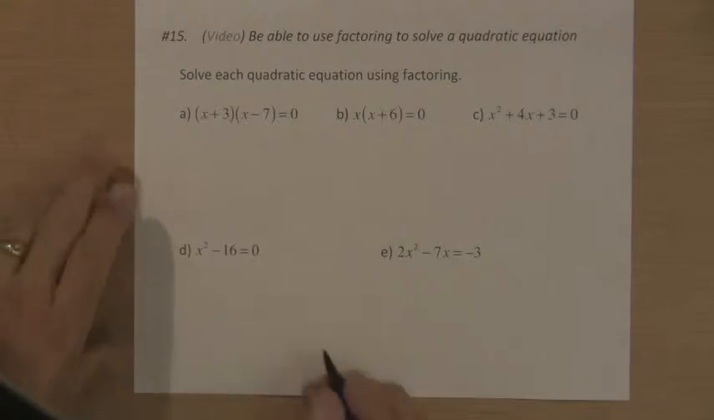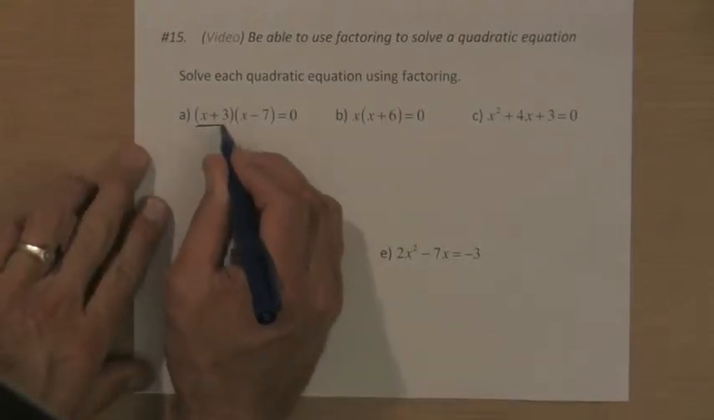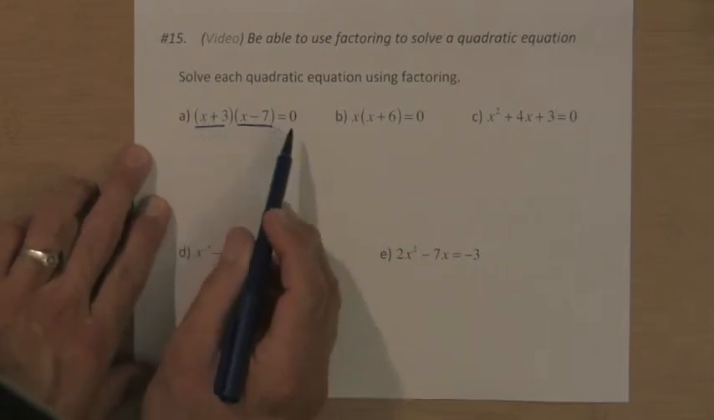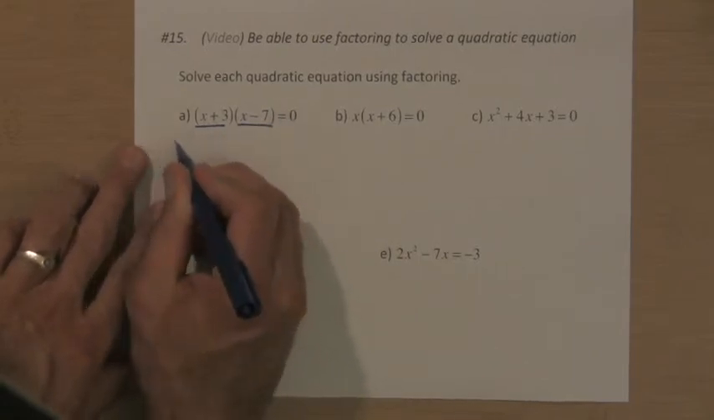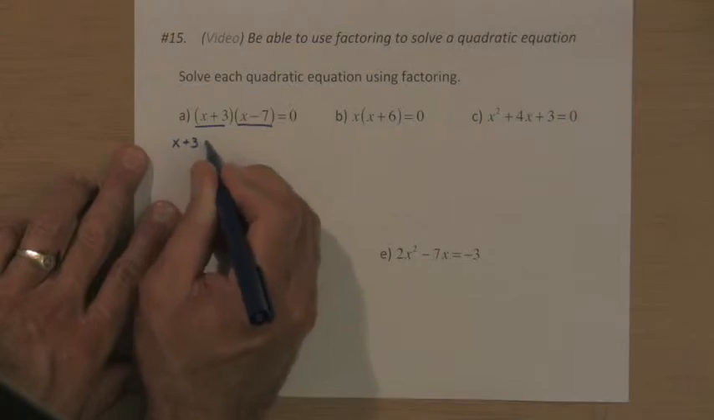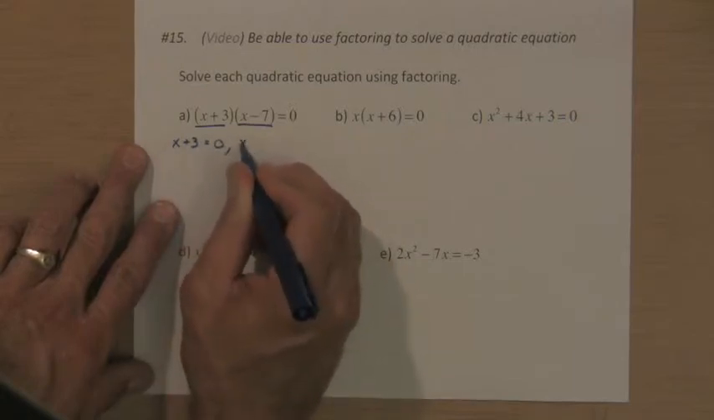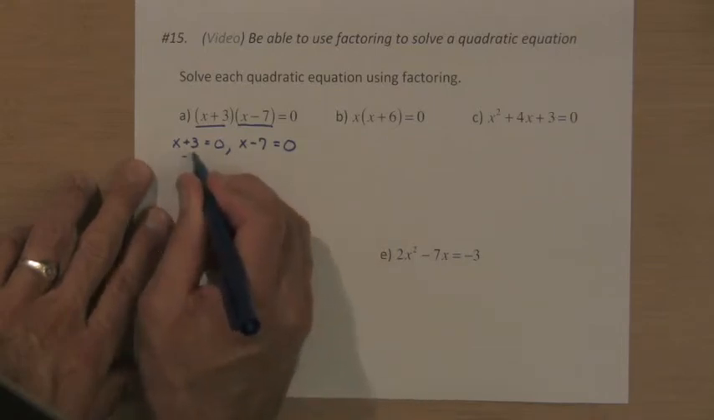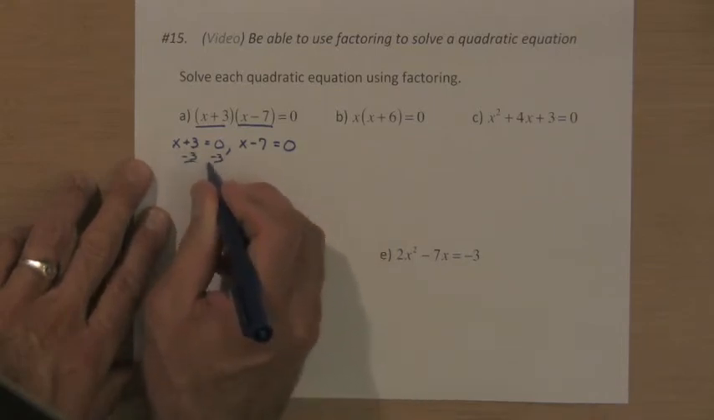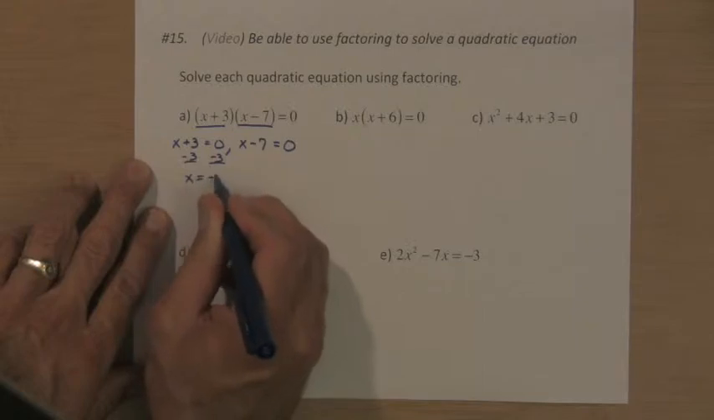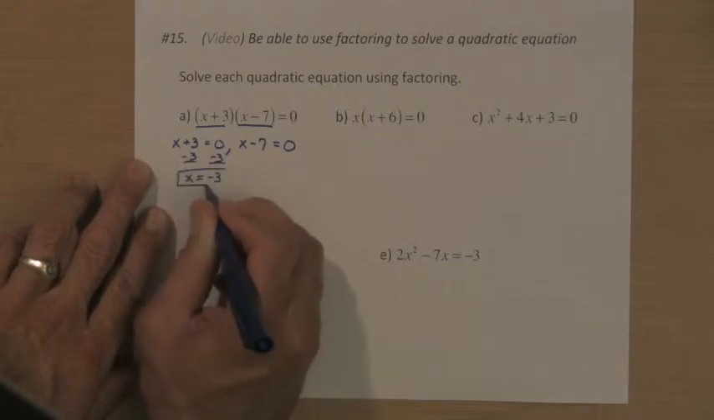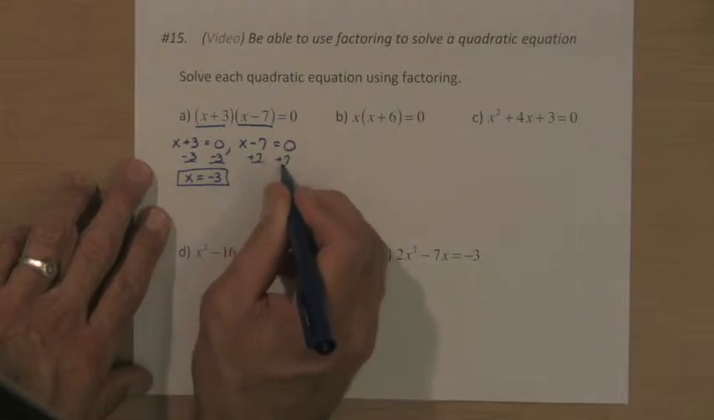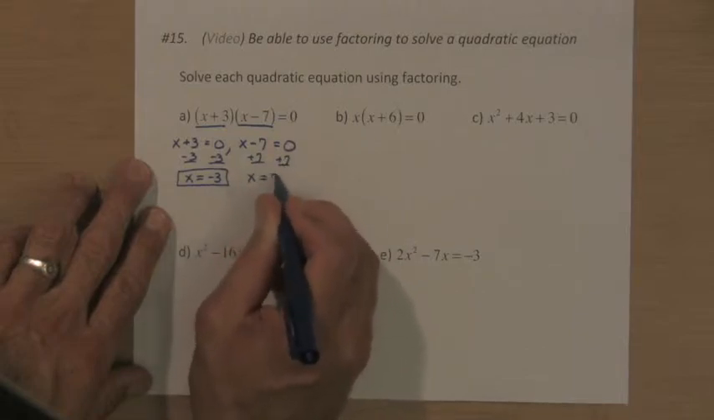For the first one, it's already factored, so you know that x plus 3 times x minus 7 equals 0. If these two multiplying equals 0, that means that either the first one equals 0, x plus 3, so that's one equation we'll solve, or x minus 7 equals 0. To solve x plus 3 equals 0, I can subtract 3 from both sides, and I get one solution, which is x equals negative 3. The other equation, I can add 7 to both sides, and my solution is x equals 7.